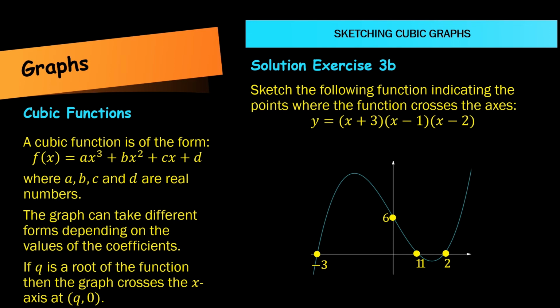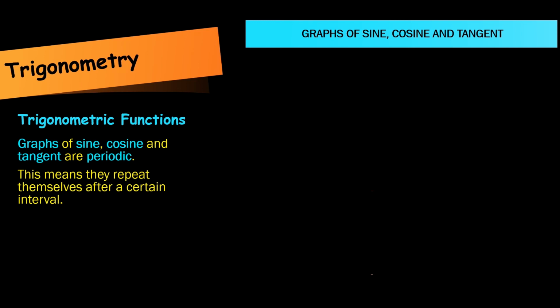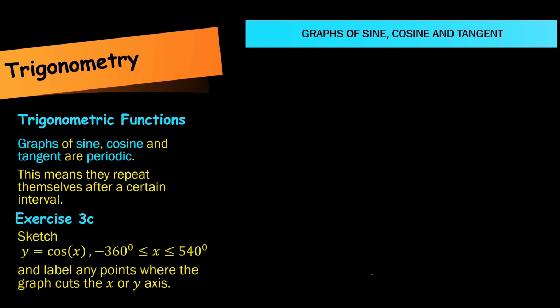In the next exercise, we are required to sketch the cosine curve. Remember that graphs of sine, cosine, and tangent are periodic. This means they repeat themselves after a certain interval. Let's now take a look at exercise 3c. We are required to sketch y equals cos x for x greater than or equal to minus 360 degrees and less than or equal to 540 degrees, and label any points where the graph cuts the x or y axis. So let's solve this.